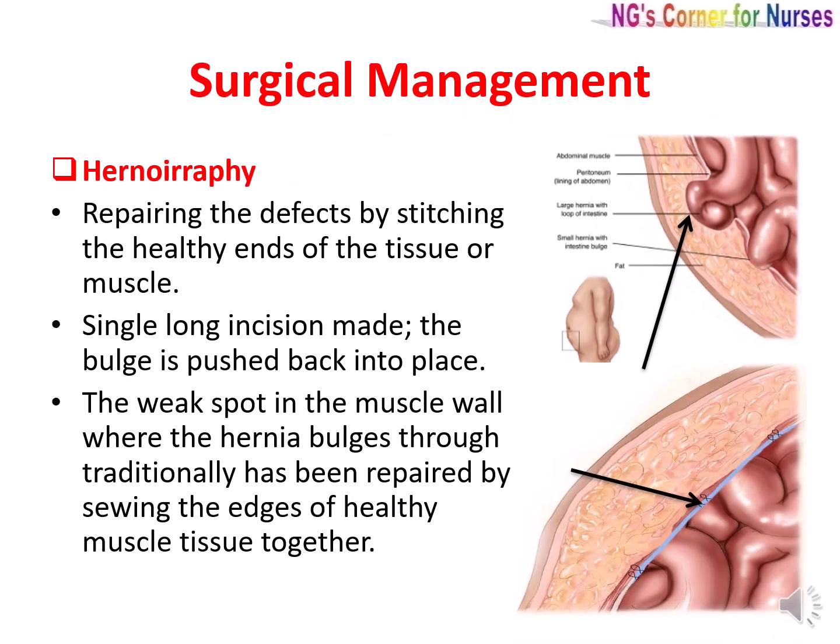Let's see the surgical management of abdominal hernia. First is herniorrhaphy, repairing the defects by stitching the healthy ends of the tissue or muscle. A single long incision is made, the bulge is pushed back into place and the weak spot in the muscle wall where the hernia bulges through has traditionally been repaired by sewing the edges of healthy muscle tissue together.